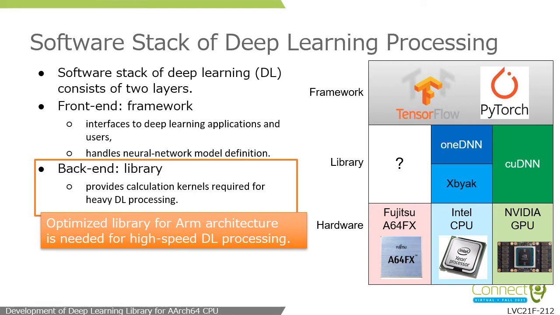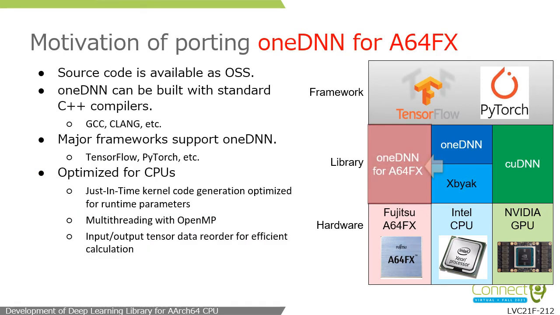We chose to implement a library for A64FX based on oneDNN because it would take a lot of development time to create a completely new library. This slide shows the advantage of using oneDNN as the porting target. oneDNN is OSS and written in standard C++, so we can access the source code and build it for A64FX. The major deep learning frameworks support oneDNN, so if we can port it to A64FX, deep learning applications using these frameworks can easily run on Fugaku as well.